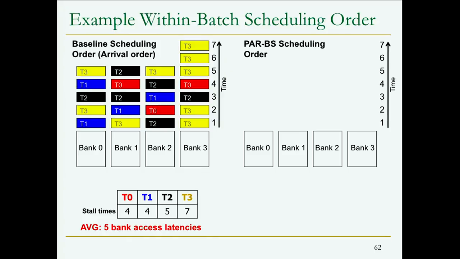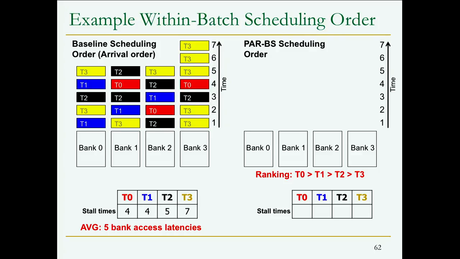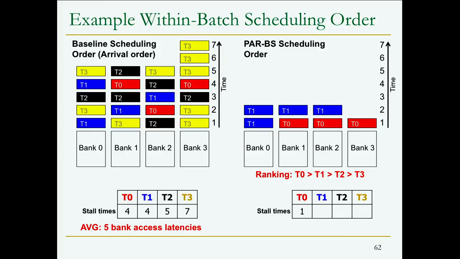So if you use parallelism-aware batch scheduling, this within-batch scheduling order will be determined by the ranking that we have computed just now in the previous slide. So we're going to prioritize thread 0's requests over others, which means that thread 0's requests will be serviced first in all banks. And as a result, it will have a nice stall time of 1. Thread 1's requests will be prioritized next, and as a result, they will be serviced this way. Because bank 0 doesn't have any request from thread 0, it can service requests from thread 1, as you can see, right? Because it's a priority order.